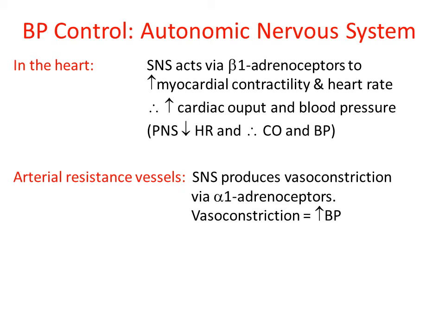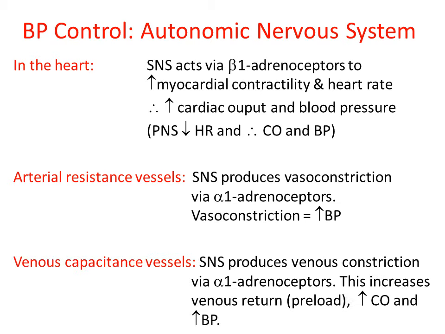In arterial resistance vessels, sympathetic nervous stimulation produces vasoconstriction through stimulation of postsynaptic alpha-1 adrenoceptors. Arterial vasoconstriction raises blood pressure. In the healthy heart, cardiac output is maintained by an increase in cardiac contractility via beta-1 adrenoceptors. In venous capacitance vessels, sympathetic stimulation of postsynaptic alpha-1 adrenoceptors produces venous constriction, which increases venous return to the heart, raises cardiac output and increases blood pressure.